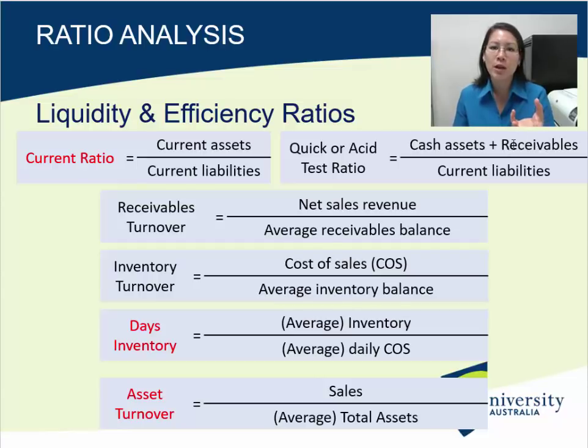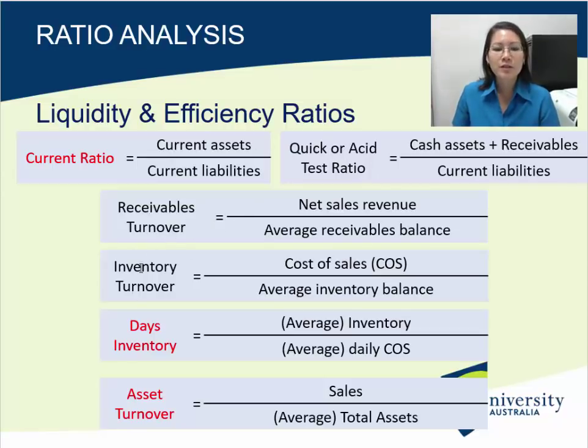So assuming that we can call up our customers that owe us money and actually ask them to pay that cash, which is also questionable. But anyway, the quick or acid test ratio just takes more stringent current assets and divides it by our current liabilities. So again, another measure of short-term liquidity.